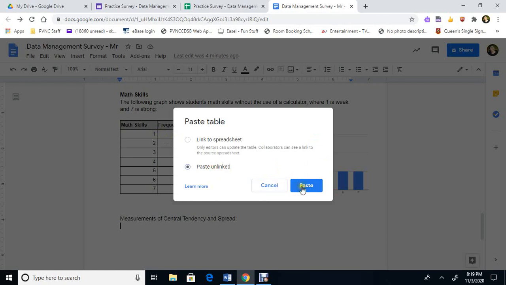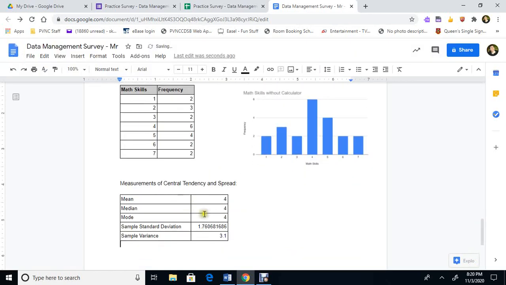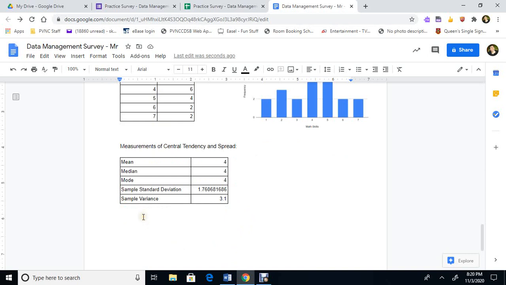Now again, if you want, you can use a graphing calculator, but I've got the mean, median, mode, and the information filled in. Now I can put a little conclusion down here. The graph of student ability without calculators is shaped like a normal distribution.